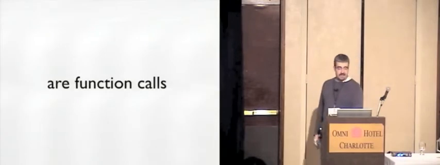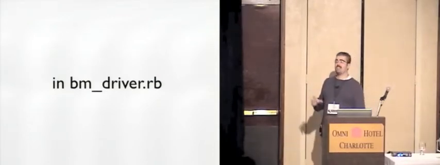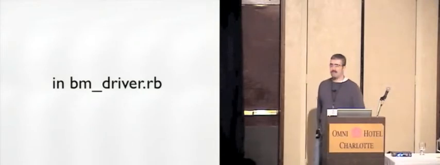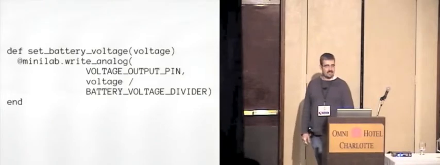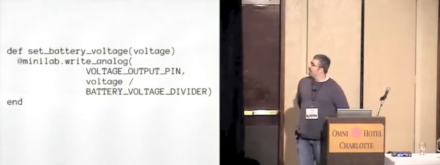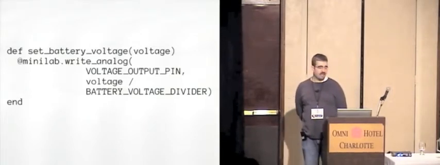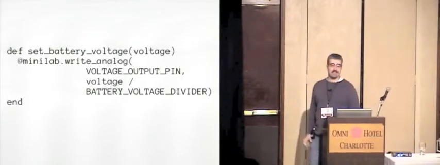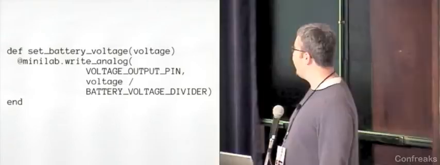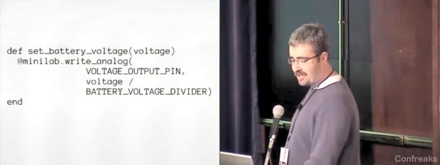The actual lines in the system tests are function calls into a driver file. You basically write a driver file to wrap it, and your long DSL-type function calls go into the driver and actually do the communications with the board. Here, when you set the battery voltage, we're using a library that we wrote called Minilab, which I'll go into in a little more detail later, which sets a specific pin to a certain value on an analog input on the board. But the user never had to care about these details when they're looking at the system tests.